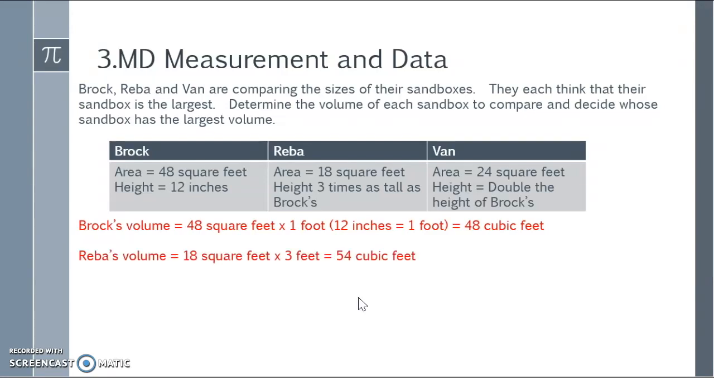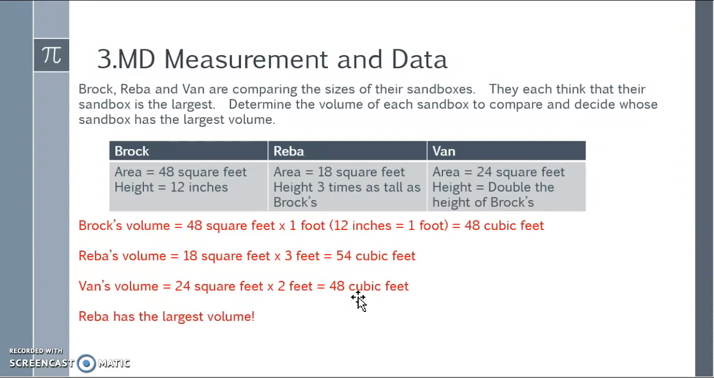Reba's is 3 times as tall as Brock. So whatever height Brock had, which is 1 foot, Reba has 3 times as many. So her area is 18 square feet times her height of 3 feet, which is 54 cubic feet. And finally, Van is 24 square feet, and his height is double Brock's height. So double 1 foot is 2 feet. So 24 square feet times 2 feet is 48 cubic feet. When I compare their totals together, I see that Reba has the largest volume, and Brock and Van are equivalent. So Reba has the largest volume.